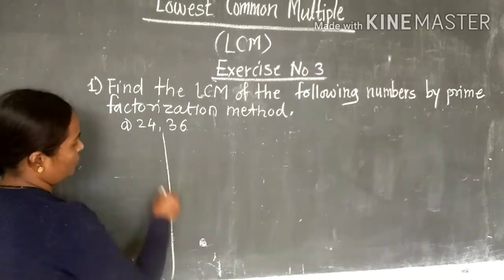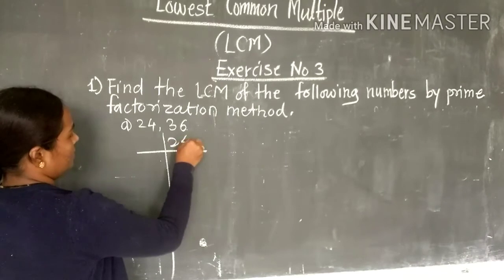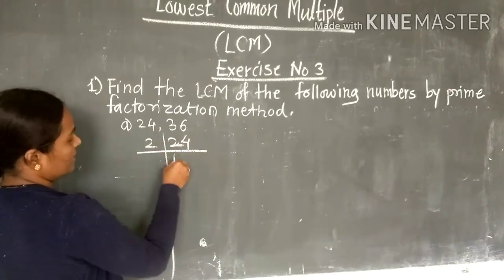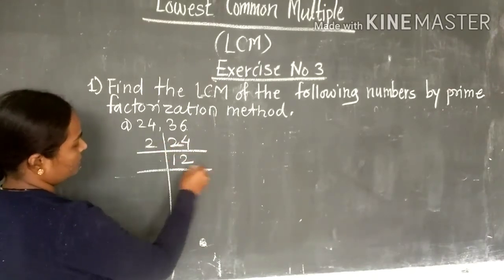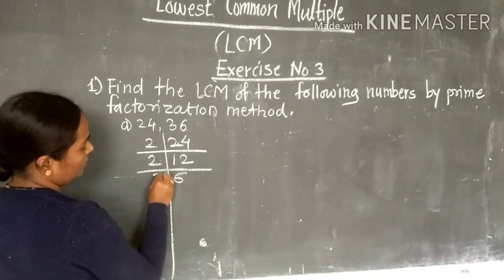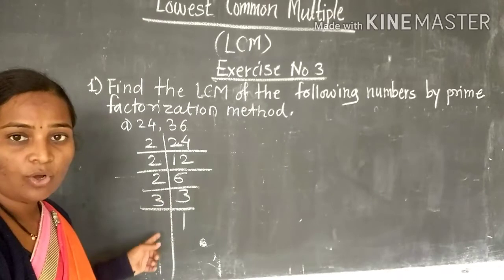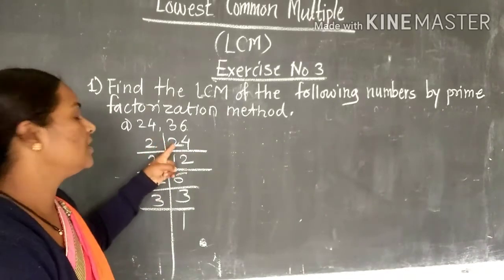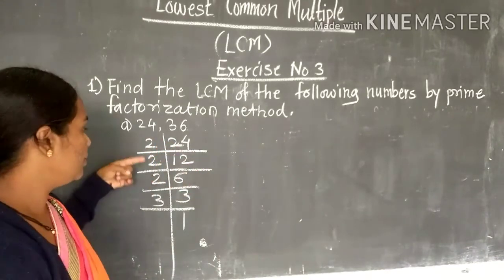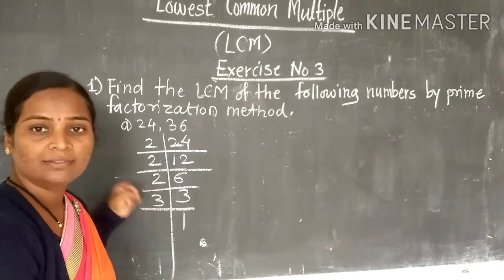That is 24 I have taken here. You should write here: 2 1s are 2, 2 2s are 4, then 2 6s are 12, 2 3s are 6, and 3 1s are 3. So here I have got the prime factors for 24, that is 2 into 2 into 2 into 3.